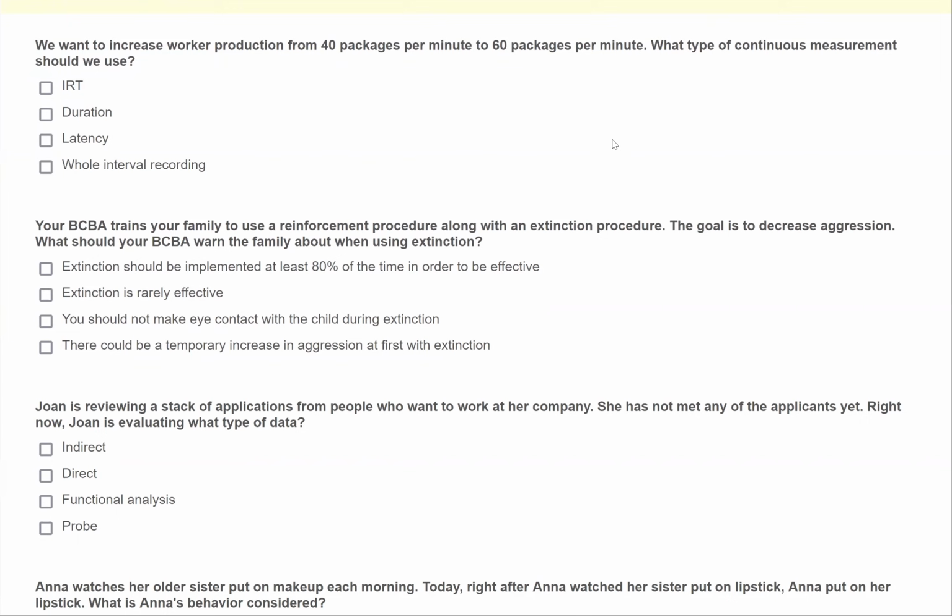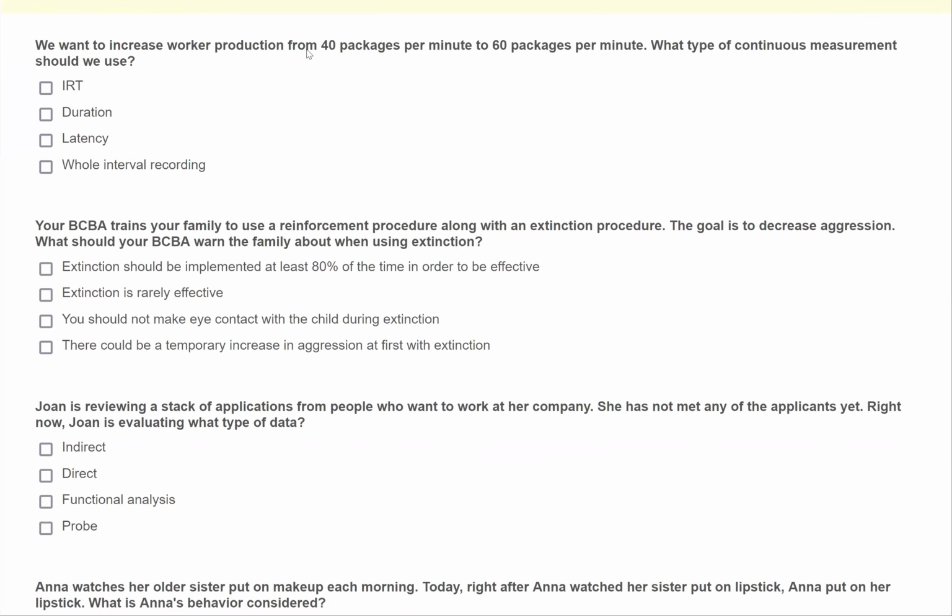A couple things here. First, what is the question asking? Question wants to know, what type of continuous measurement should we use? There's your first clue. Any type of discontinuous measurement or non-continuous measurement we should eliminate. If we look at our answer choices, we can immediately eliminate D. That leaves us with IRT, duration, and latency, 3 time-based measurement procedures.